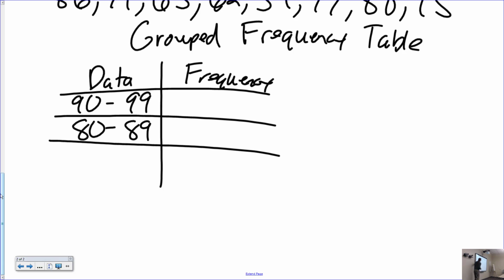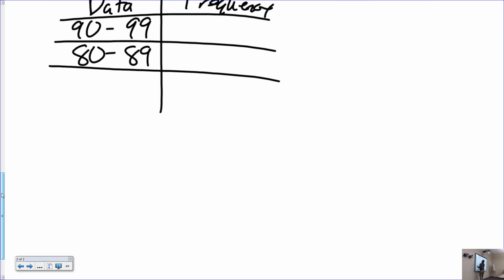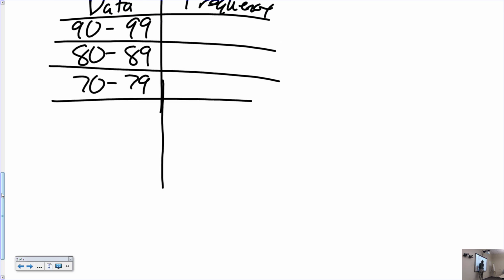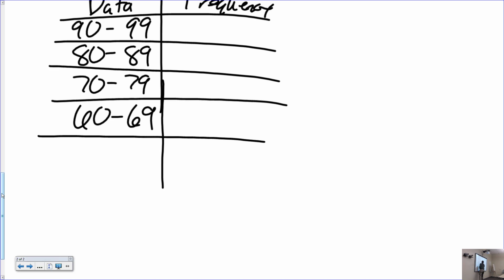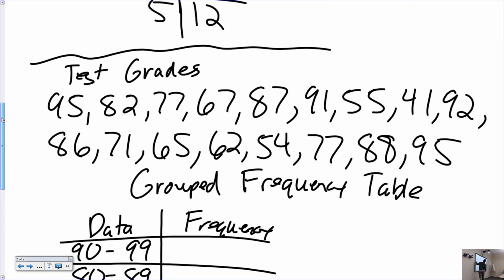And when you create one of these grouped frequency tables, once you set a pattern for your rows, it has to stay the same from row to row to row to row. Okay? So every row after this, folks, what do I have to do? Same thing, okay? And did I write any 40s up here?